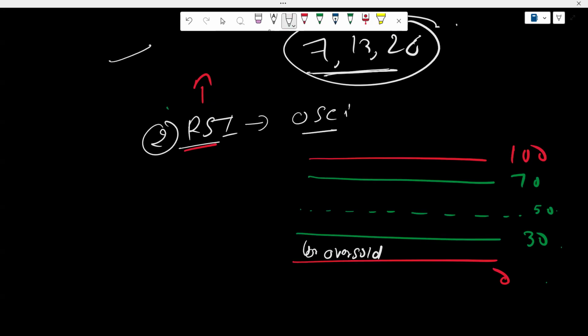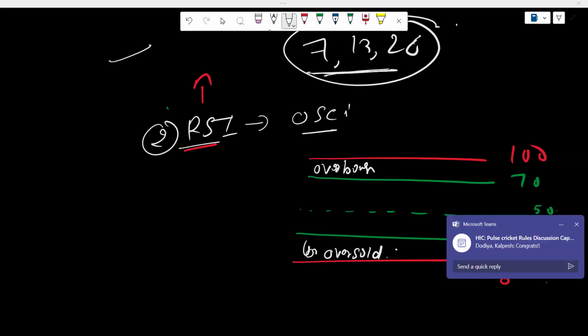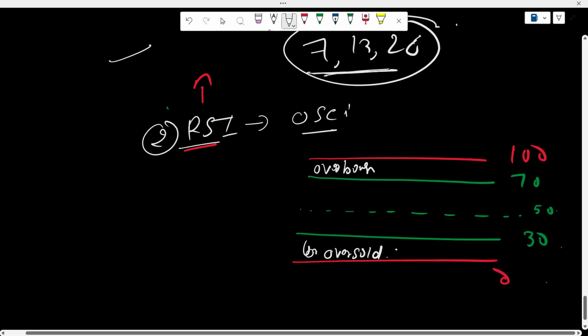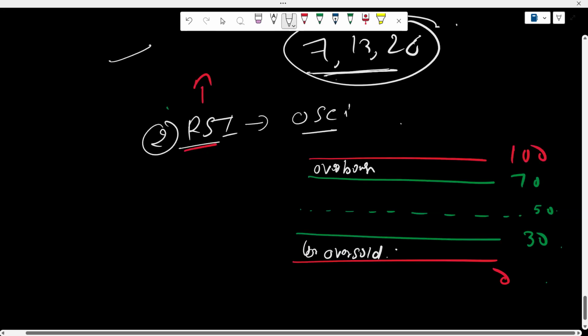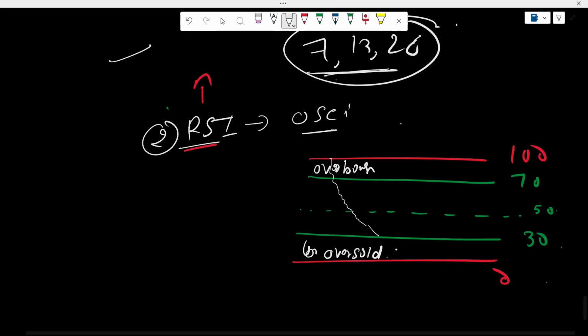If your RSI line is coming in this zone, then you can say the market is oversold, and this is your overbought zone. Okay, great. So in RSI, your market is coming down from the overbought zone. Let's say from the overbought zone, it is coming down, down, and down. Your RSI line is coming, and now it has entered the oversold zone.